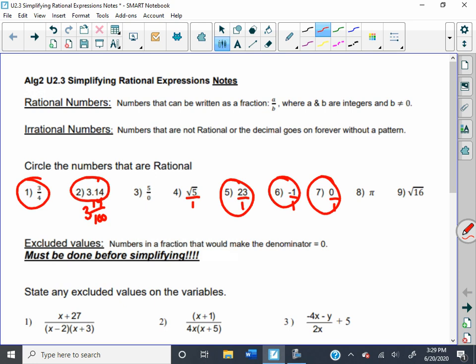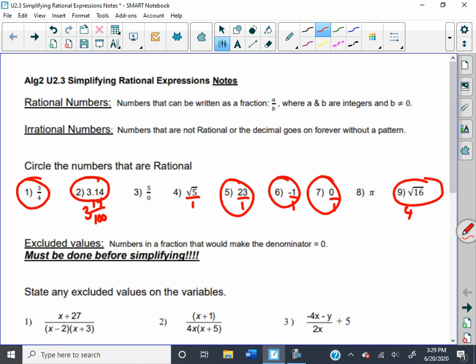Number 9, square root of 16. Well, square root of 16, like the square root of 5, is different. They're both radicals, but square root of 16 does simplify. Square root of 16, if you put it in the calculator, it comes out to be exactly 4, and it's not a decimal. All right, so since 4 is a rational number, because you could write it as 4 over 1, that means that square root of 16 is also a rational number.